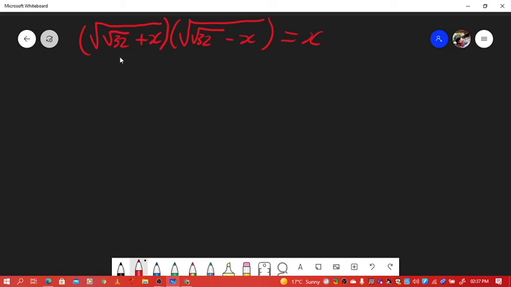Okay, this is interesting. We have a square root inside the square root. So if we multiply the two terms, I'll take this one as a 10, take this one as a 10. If we multiply them, we simply just remove the square root. So all this will remain as the square root of 32 plus x, times the square root of 32 minus x, is equal to x.